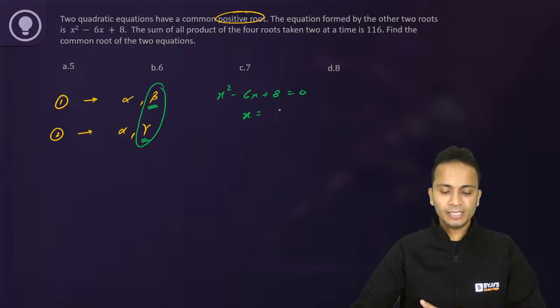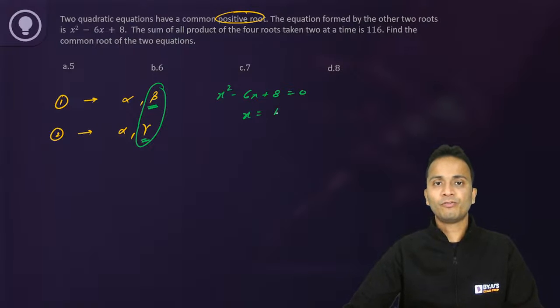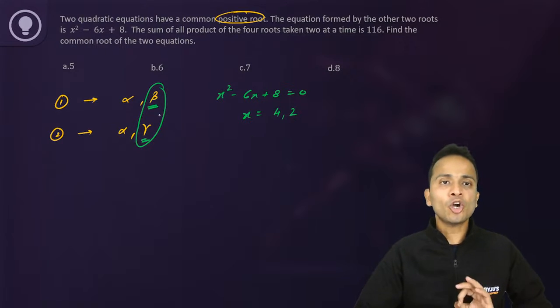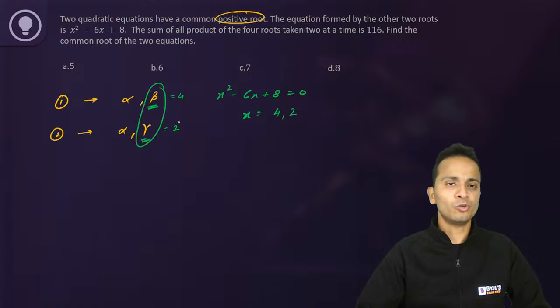That is not done, guys. All right, master. 4 and 2. So these are the two values of x that I'm getting. Okay. So I can say that these uncommon roots, the values can be 4 or 2. So let's say beta is equal to 4 and gamma is equal to 2. Okay. Now let's read further.